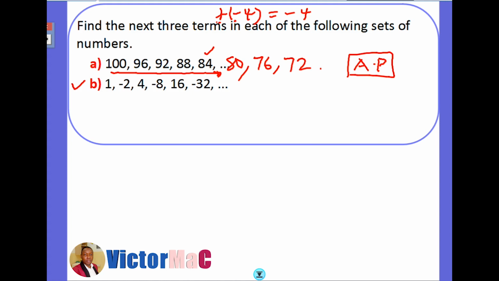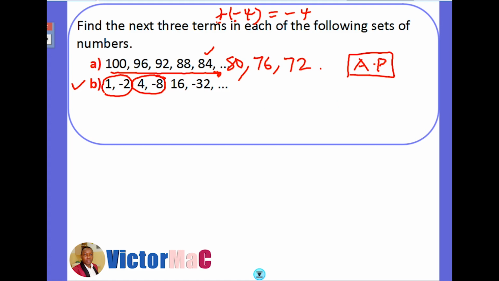let's look at the pattern. If I should find the difference between minus 2 and 1, minus 2 minus 1. Also, let's do this, minus 8 minus 4. The difference in the first two terms and the third and fourth terms is going to give us minus 3 and minus 12. That shows that this is not a common difference, and this is not an arithmetic progression. But I can try the other way around.